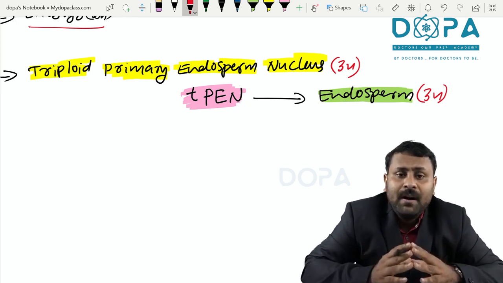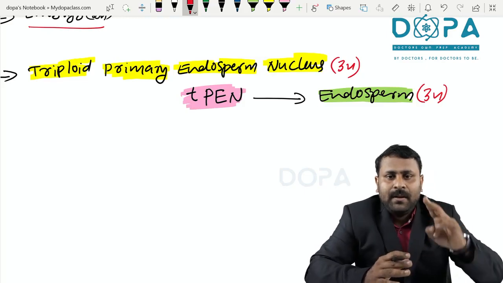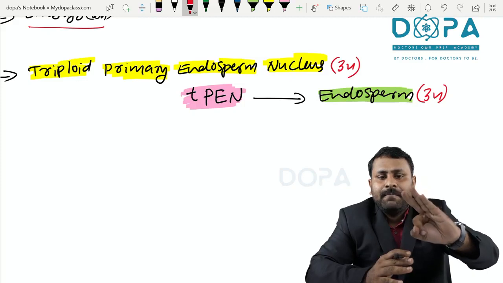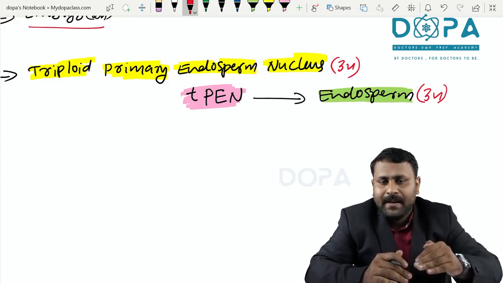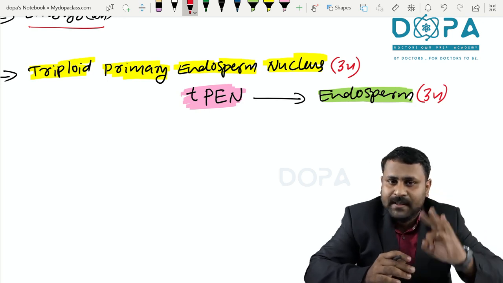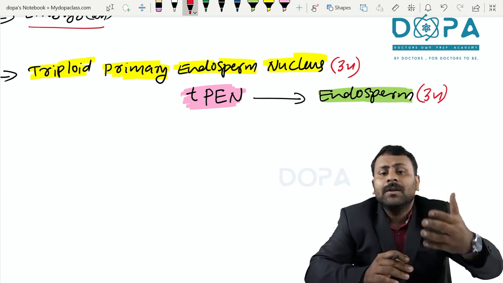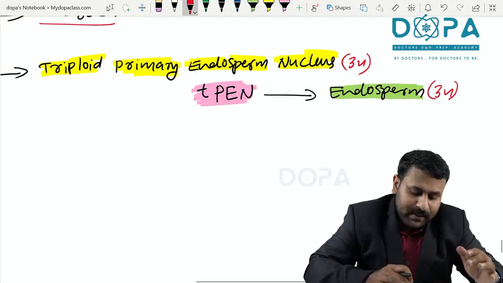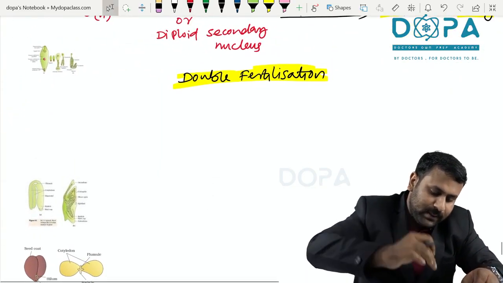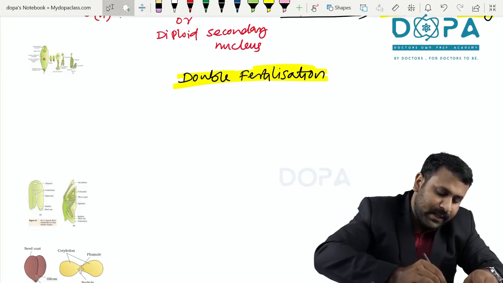Now double fertilization. So there are three events: pre-fertilization events, fertilization events, and post-fertilization events. Now we complete pre-fertilization events and fertilization events. Then the third and last event is post-fertilization events.